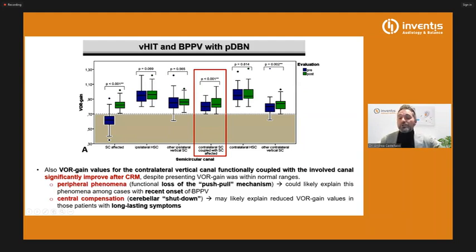So probably there was a functional loss of the push-pull mechanism that could likely explain this phenomenon among cases with resolution of BPPV. Or it might be due to central compensation, something like cerebellar clamping, that likely explains the reduced gain values also in the contralateral canal in those patients with long-lasting symptoms. But it was very, very closely related to this phenomenon.